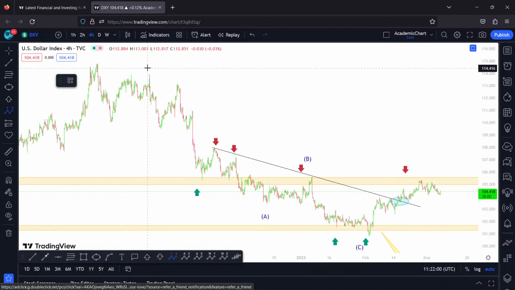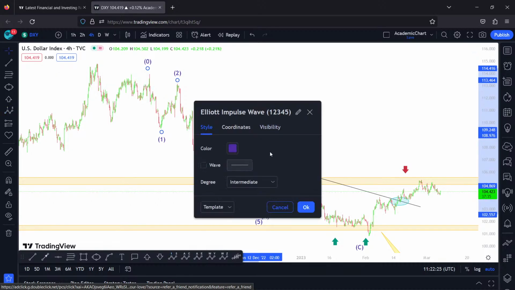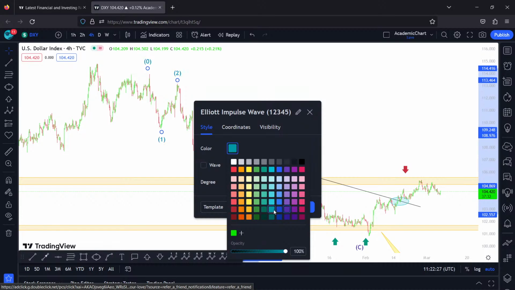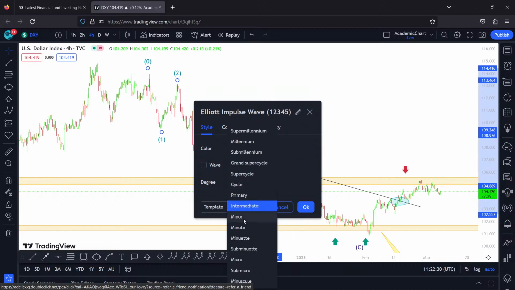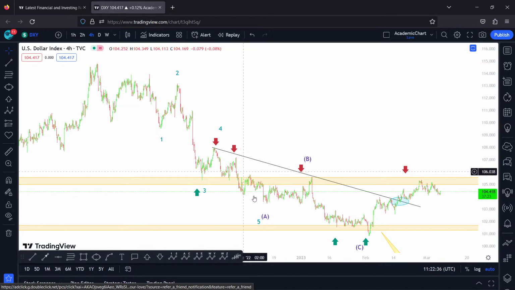This A is again one impulsive wave in a lower scale. I can say that it was the first one. You can start it from this point or this point, it doesn't matter. This is the first wave, this is the second, this is my third, this is the fourth wave, and this is the fifth. Let's just change its color. Now it is not intermediate anymore, this is the minor one. You can see that these smaller numbers 1 2 3 4 5 just created that A wave.